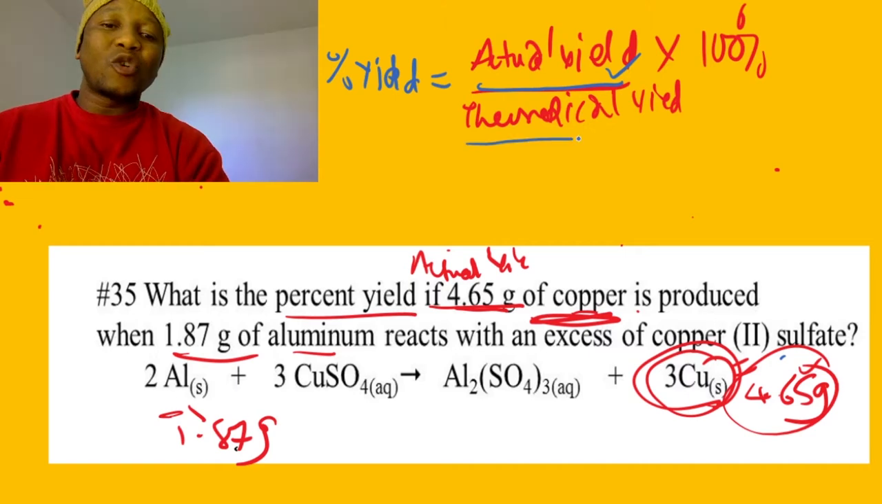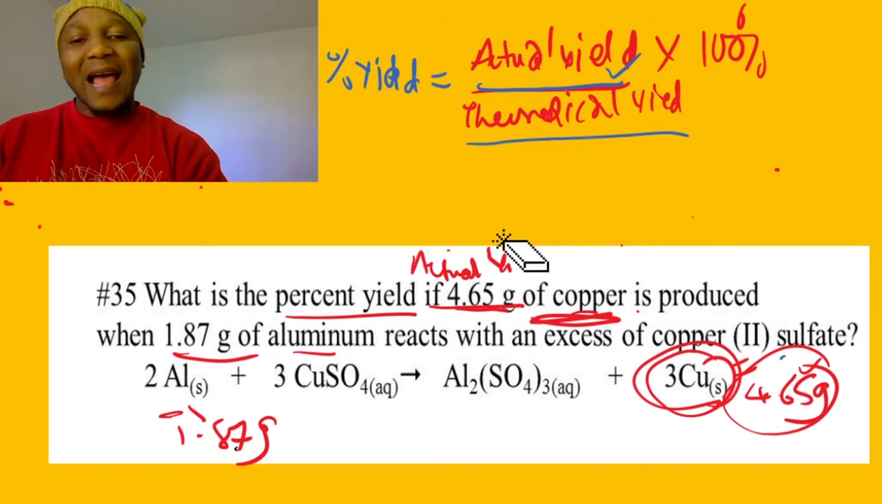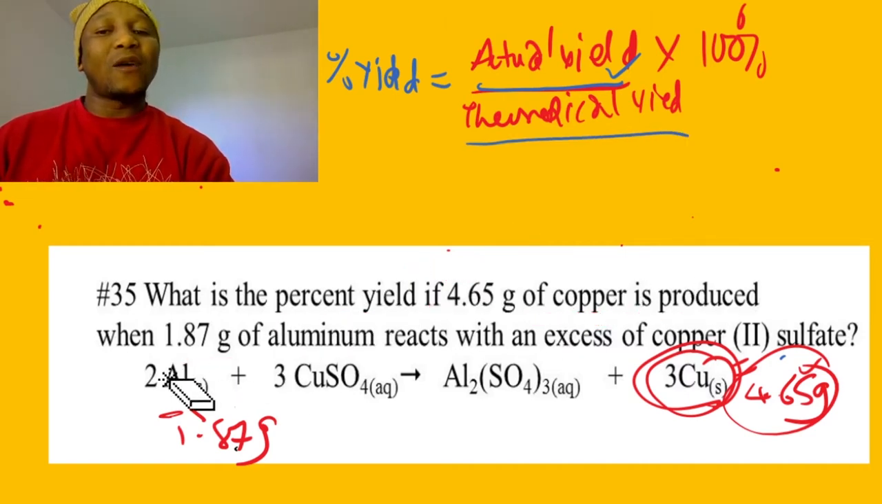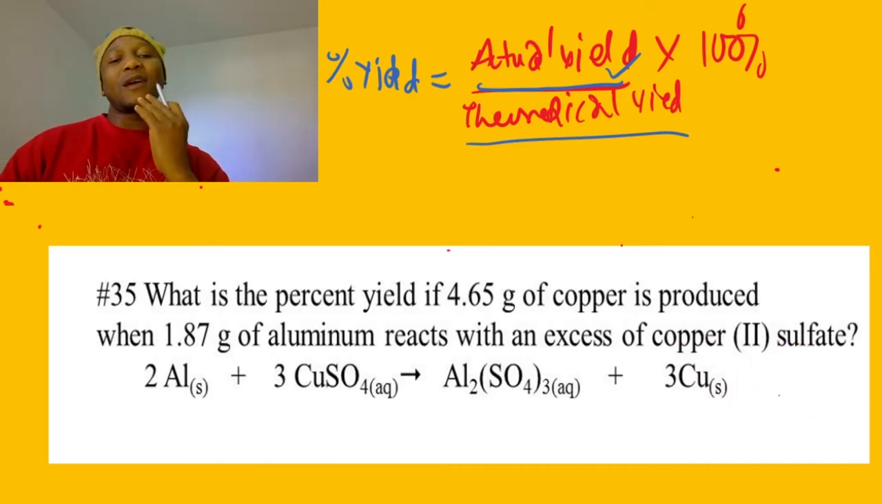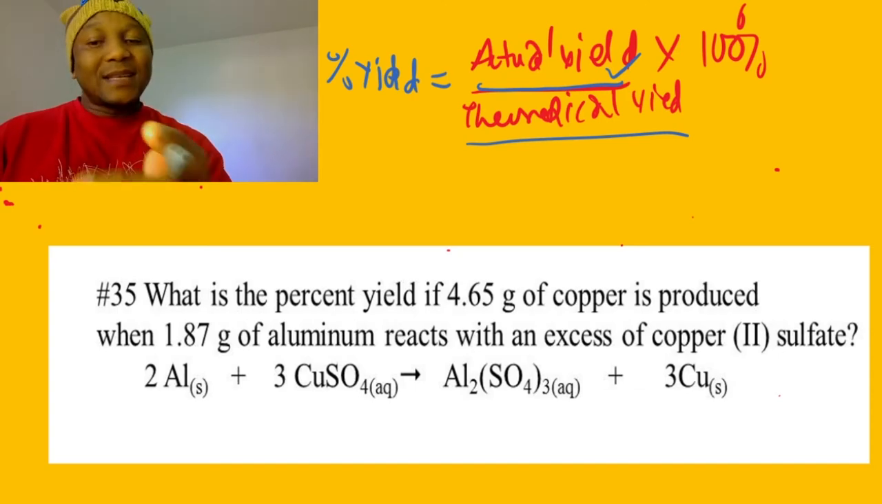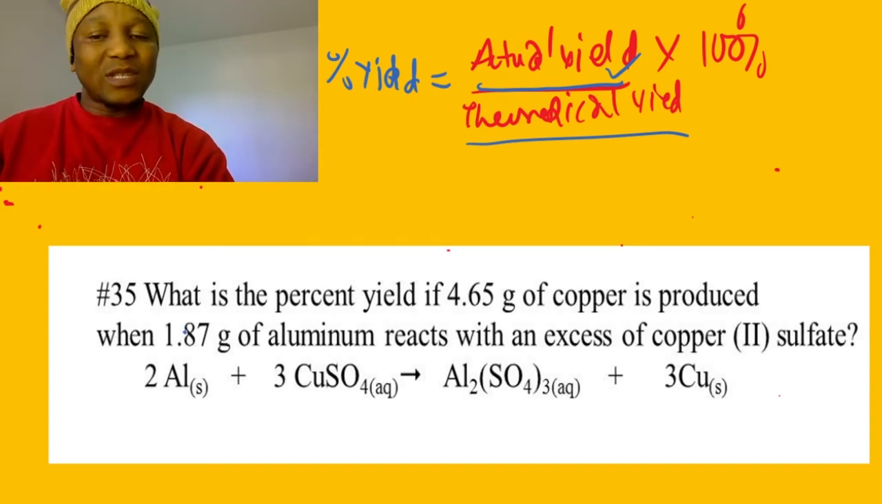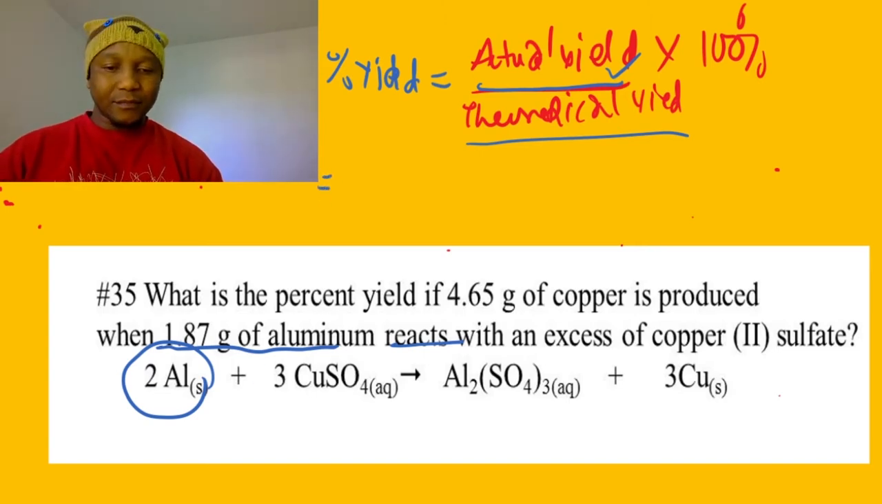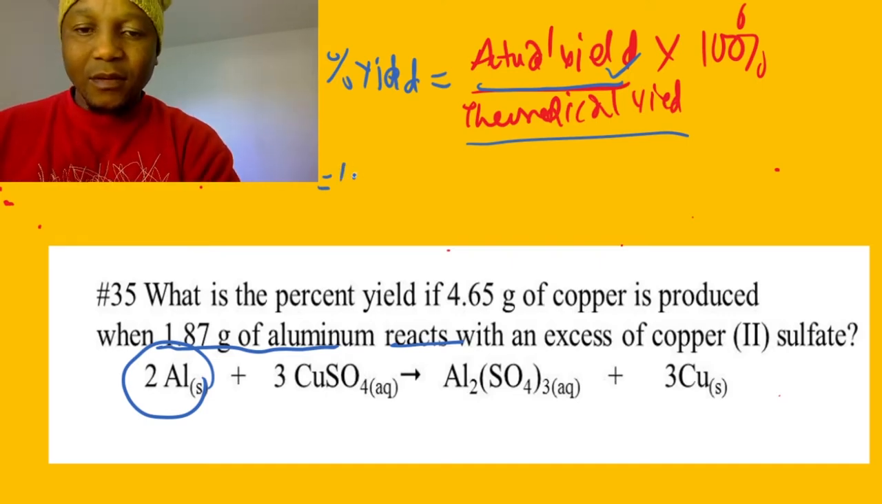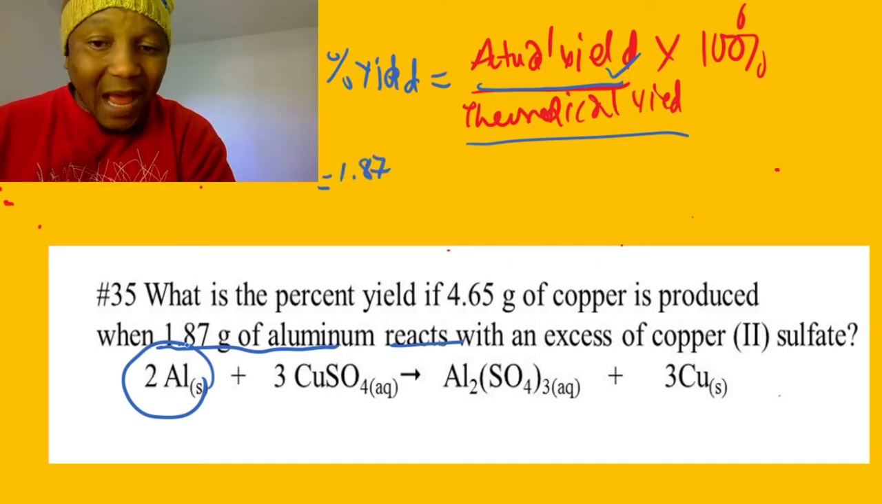So now I have to find the theoretical yield, and that's where the saga began for most students. Like, oh my god, how did I get this? Easy. I'll show you how to get that the easy way. What you do, take the mass of whatever reacted. They say the gram of aluminium reacted, means take its mass right here, which is 1.87. So I'm gonna say 1.87. That's how they say. I'm not creating.